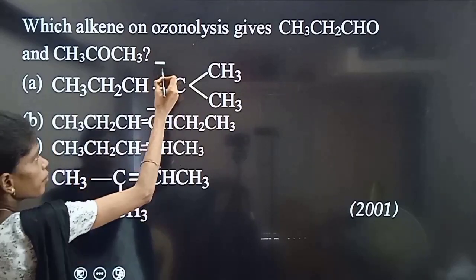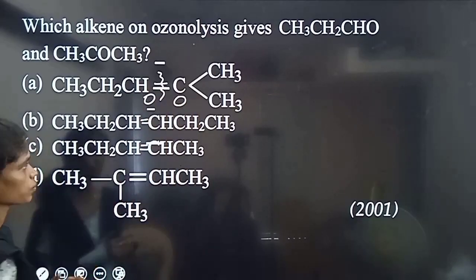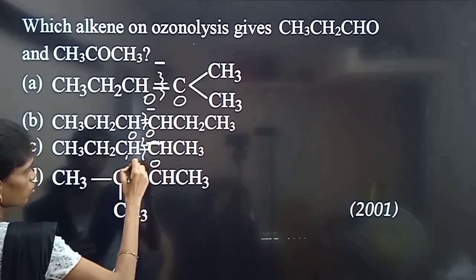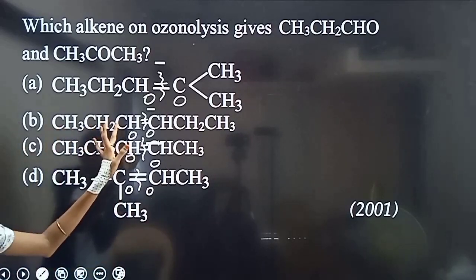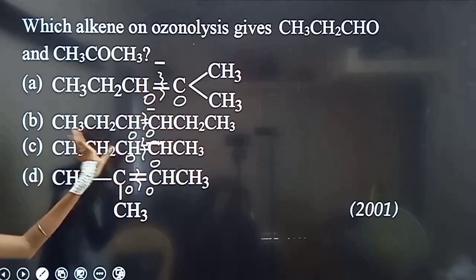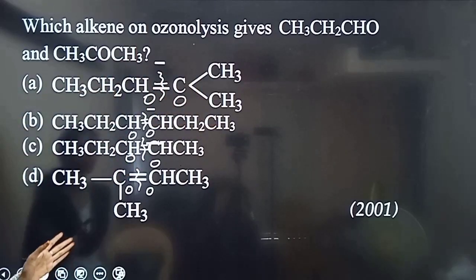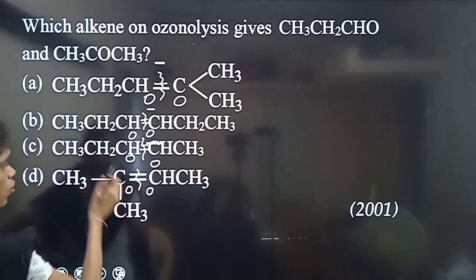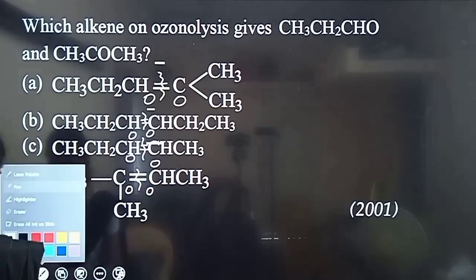Option A: double bond O, double bond O. This could be it, but looking at the other options, if we break here, we get CH3CH2CH2CHO. On this side we get CH3CH2CHO. This is not the product, because one product is CH3CH2CHO but the other product is acetone. So this is not it. Option C also not. Option D has acetone, but the aldehyde is not propanaldehyde. Option A is the right answer.